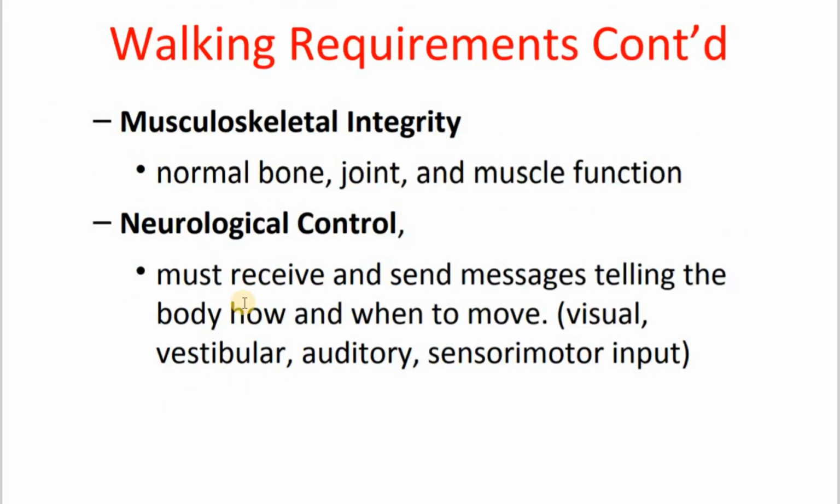Then the third is musculoskeletal integrity. Normal bone, joint and muscle function should be there. Then neurological control. The nervous system should send the messages, with visual, vestibular, auditory and sensory motor input, so that you are able to move forward normally. You can produce the rhythmic forward propulsion of the human body without any kind of difficulty.